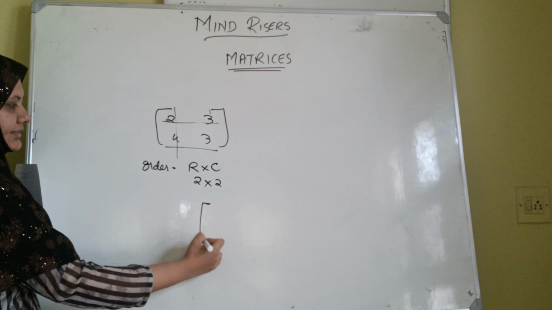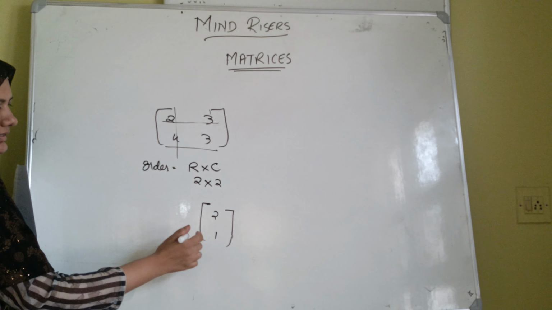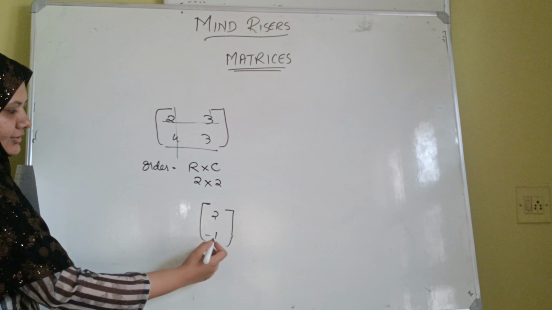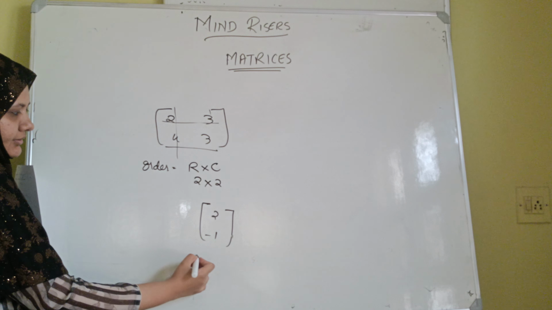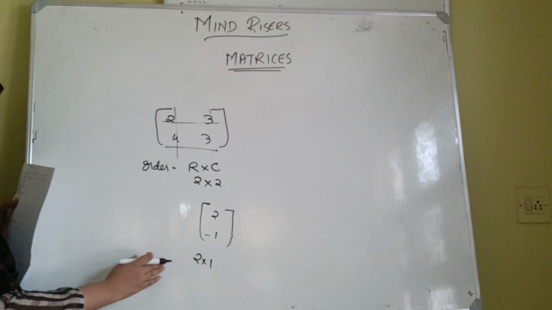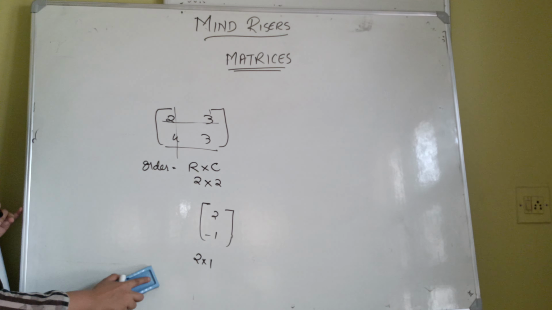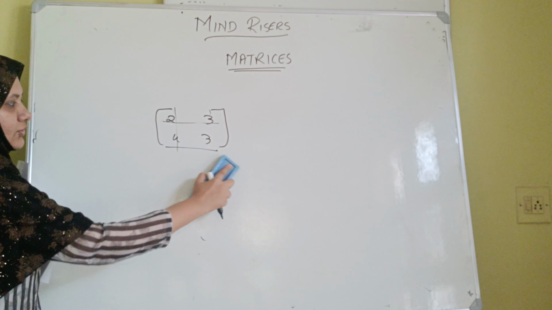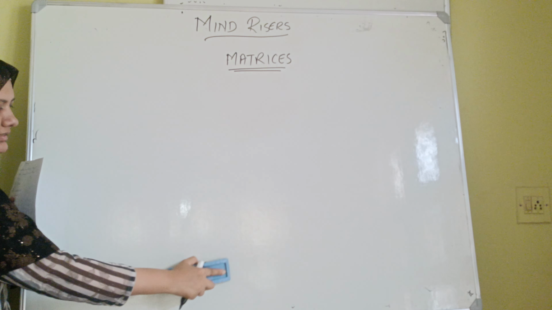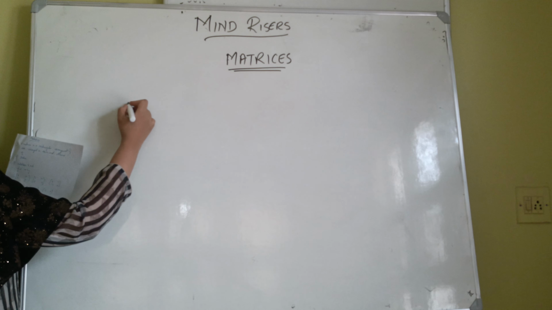Now, if we have a matrix something like this with two numbers inside it, it has two rows and one column, therefore the order would be 2 cross 1. Alright. Now how do we do addition and subtraction of matrices? We can add or subtract matrices only if their orders are the same. Alright, so let us do a particular sum.